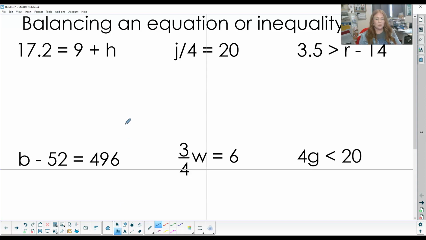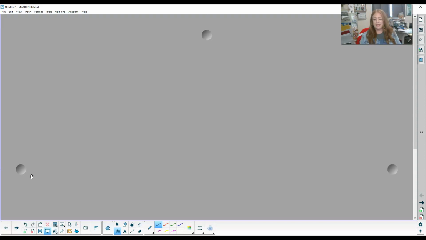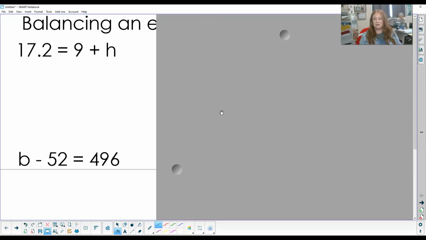All right, we are going to be reviewing everything we need to know for our Module 9 test. So we are going to start with balancing these equations or inequalities. So let's start right over here. So we always want to isolate that variable.